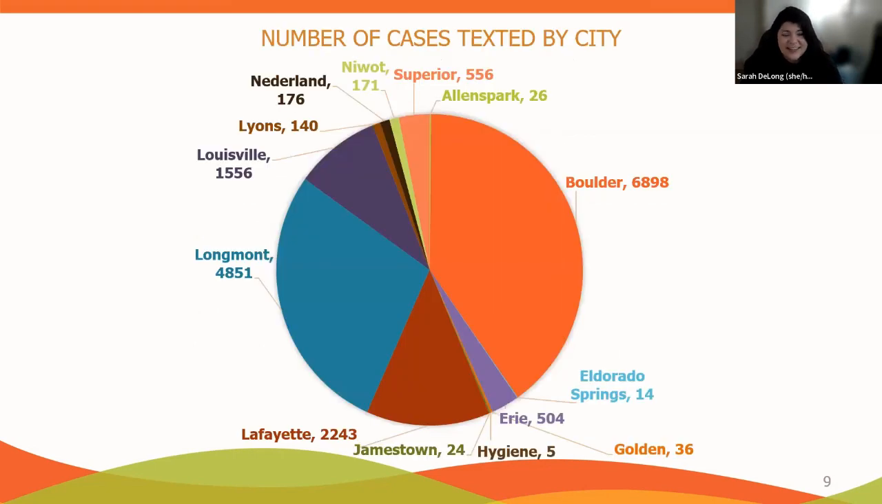We also took a look at where people live, the city they lived in. So we did see a significant portion of our cases lived in the city of Boulder, as well as Longmont, Lafayette, and Louisville, but we were able to reach some of those more rural mountain communities, including Nederland, Niwot, Allenspark, and Hygiene, just to name a couple.